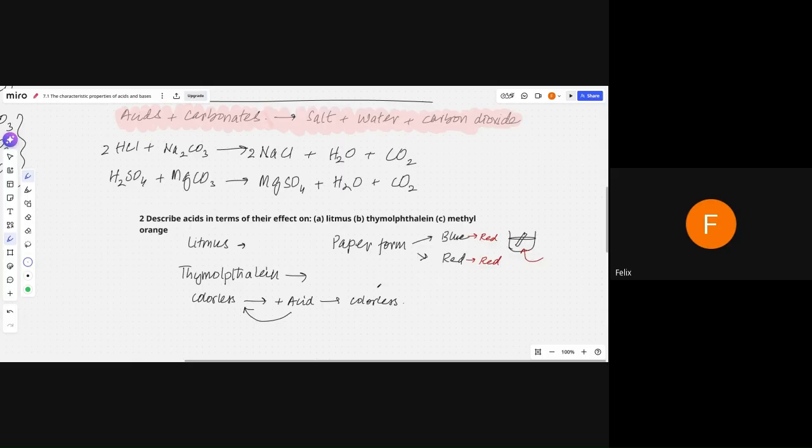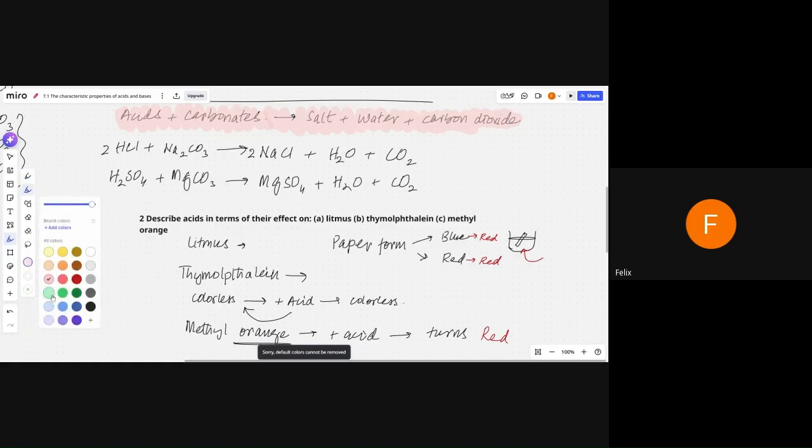So the other one is methyl orange, right? Methyl orange has an orange color, obviously, like you can see from the name, and its actual state is orange, but when acid is added, it turns red, right? So from orange, it's going to change into a red color, right?